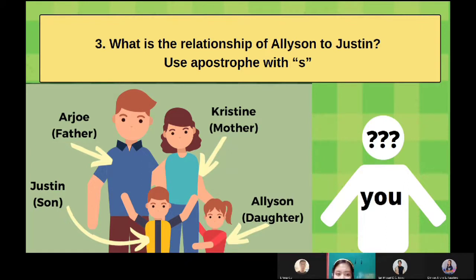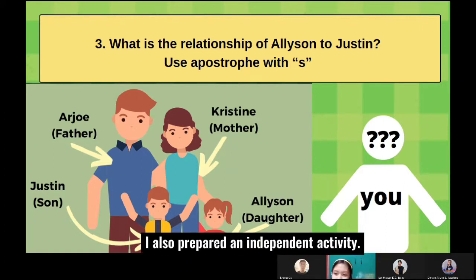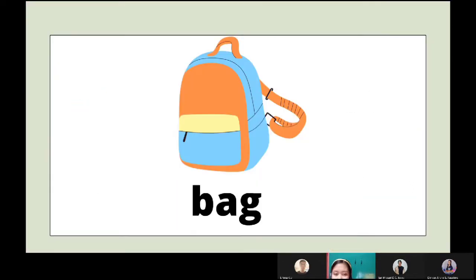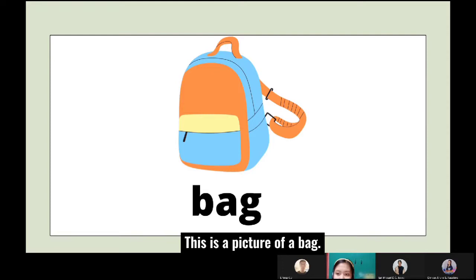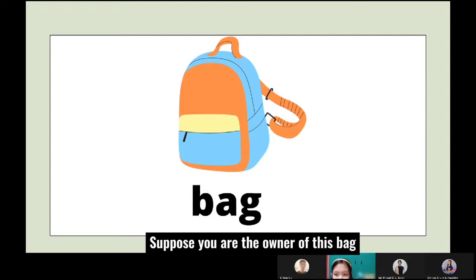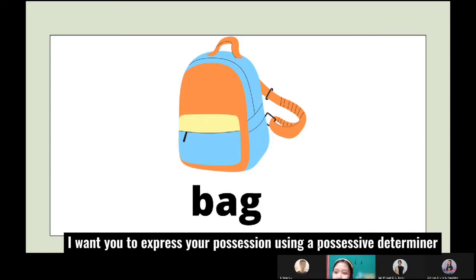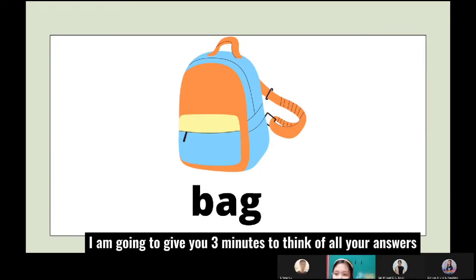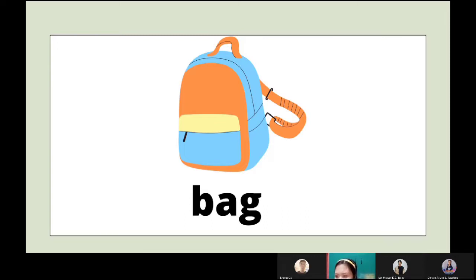Okay. Now I also prepared an independent activity. Here, this is a picture of a bag. Suppose you are the owner of this bag. Now, I want you to express your possession using a possessive determiner, possessive pronoun, and apostrophe with S. I am going to give you 3 minutes to think of all your answers. So, be back at 5:20.